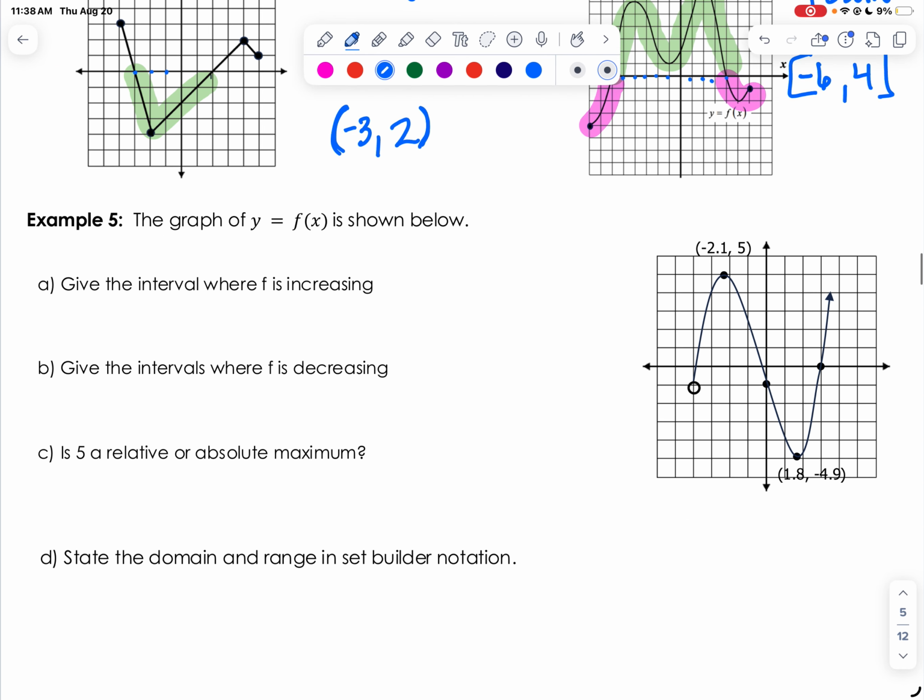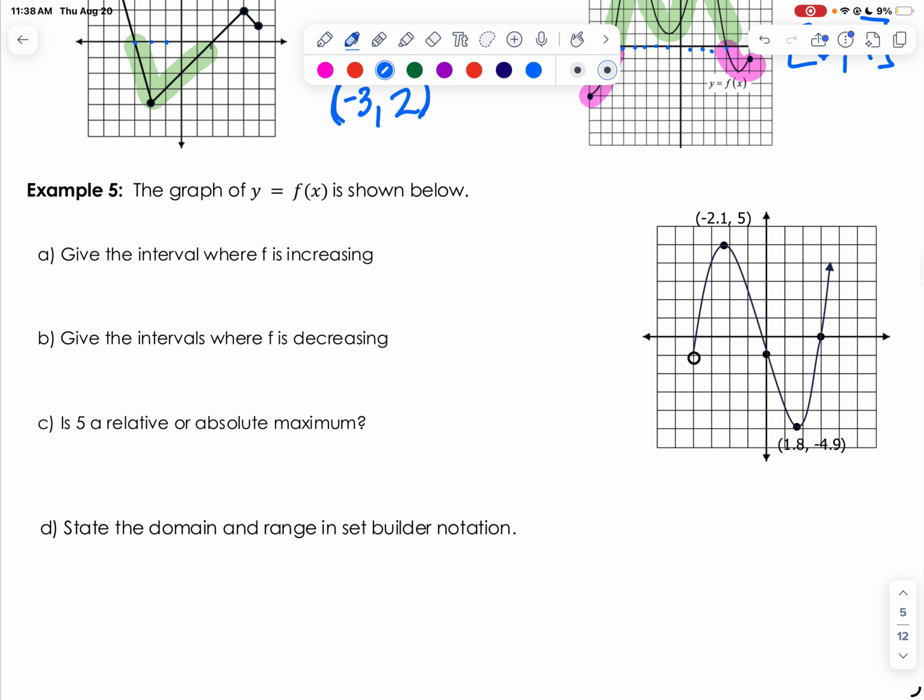All right. Last example. The graph of y equals f of x is shown below. Give the interval where f is increasing. Well, I think we're increasing twice here, from here to here and from here to here. So remember you're going to list, let me reset, you're listing the x values when you're talking about increasing and decreasing intervals.